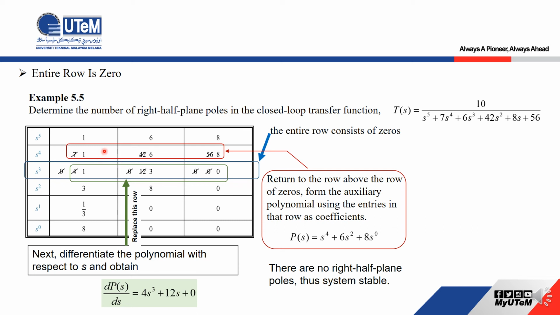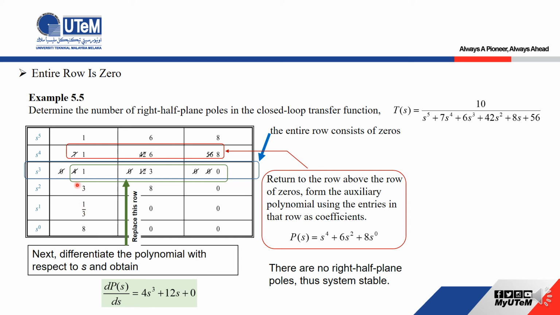Then we apply the formula to get the other coefficients to complete this RH table. When we apply that formula, we get this value equal to 0, 0, 0. That means the entire row is equal to 0. This is different from the previous example, where only the first column was equal to 0. But for this example, the entire row is equal to 0. So when we see this problem, we have to do something so that we can complete this RH table.